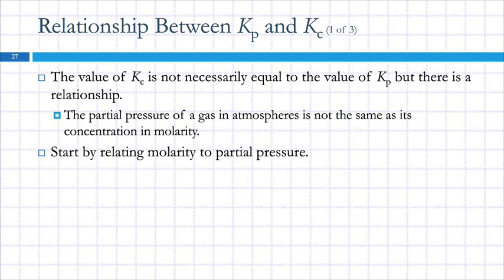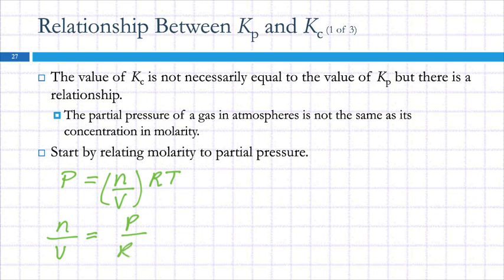Because the partial pressure in atmospheres is not the same as the concentration in molarity, and like we just looked at, the partial pressure of a gas is going to equal its molarity, n over V, times the ideal gas constant times the temperature. Or we could say that molarity, n over V, is equal to P divided by RT. Everybody okay with that?